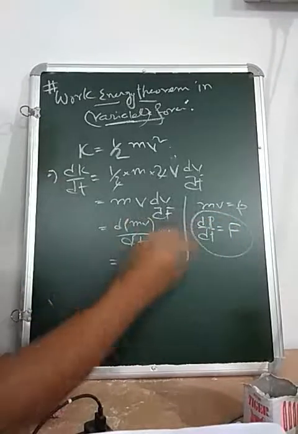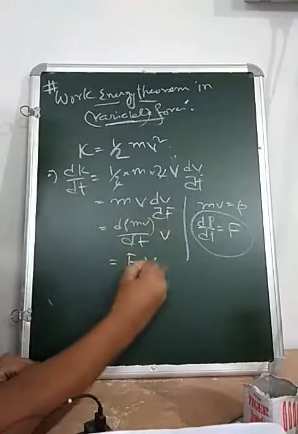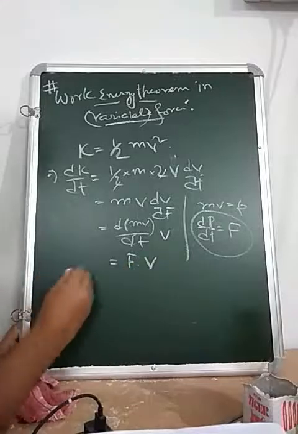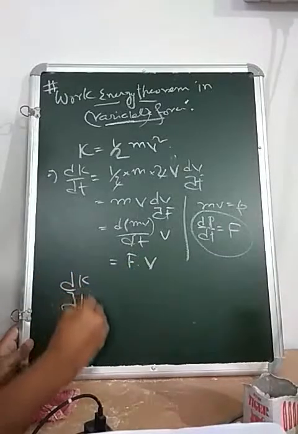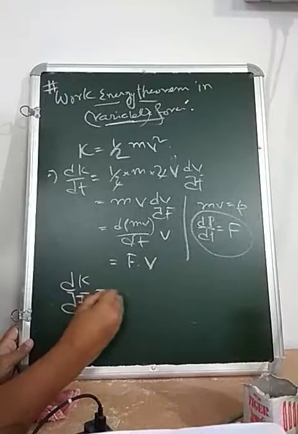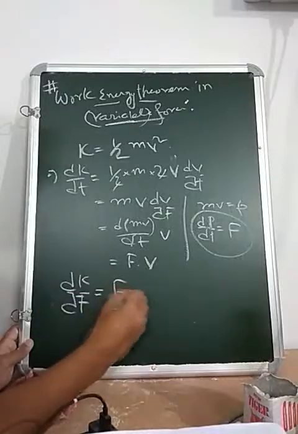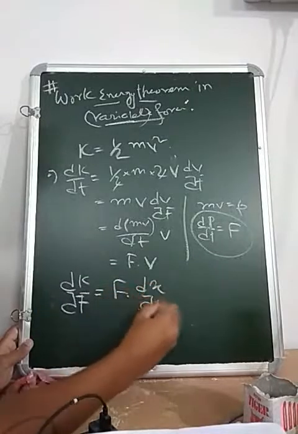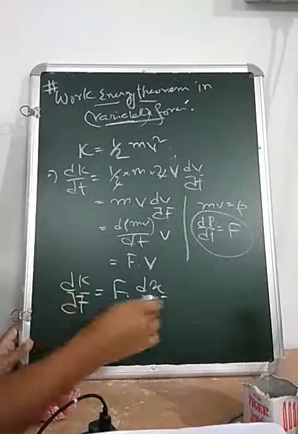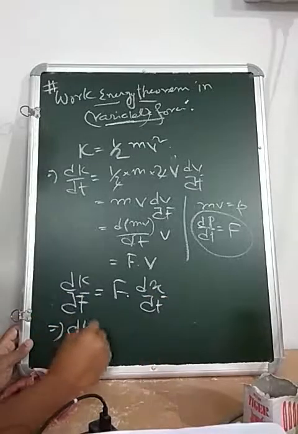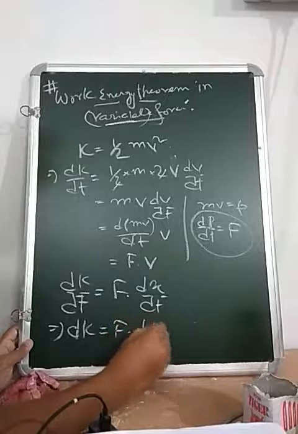So from here we can write F into v, or you can write dK by dt. The rate of change of kinetic energy is equal to F into v, meaning dx by dt. From here we can eliminate the dt term, so we can directly write dK is equal to F into dx.